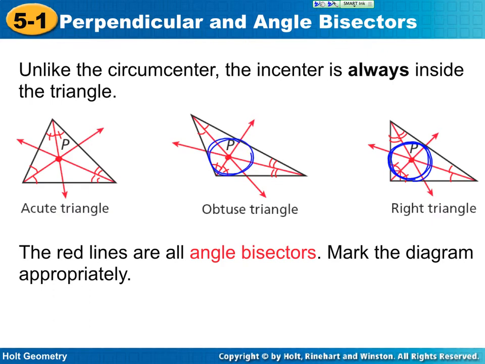So when you go from point P, it's not the same distance to every corner. It's the same distance to each side of the triangle. You measure those perpendicular distances, those would all be the same.